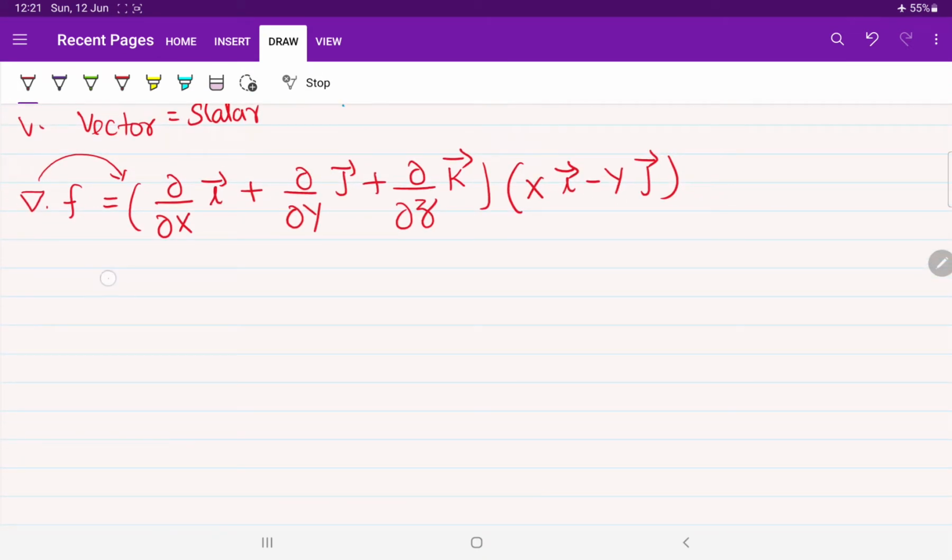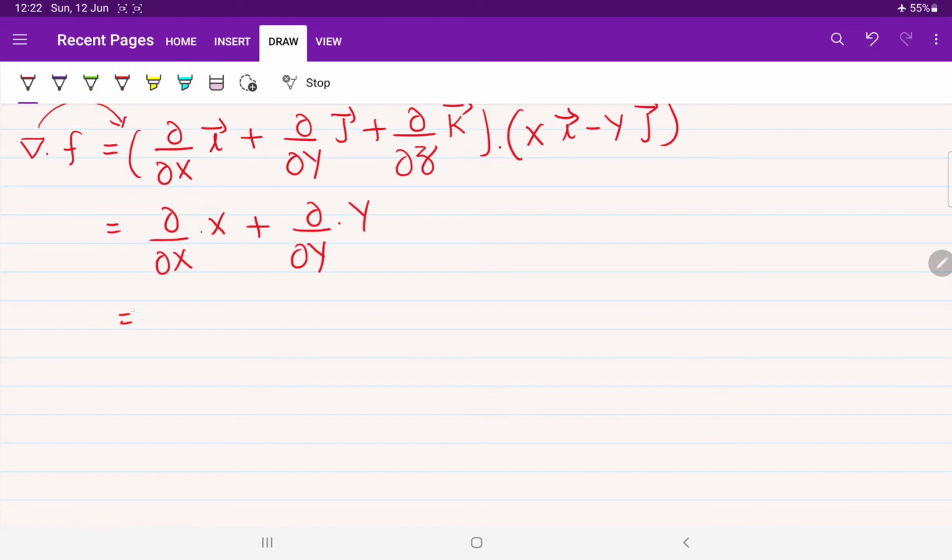Now tell me, what is the product of these two? We know that while multiplying two vector fields, that is the dot product, i dot i will become 1, but all other combinations will be 0. Similarly j dot j will become 1, all other combinations with j will be 0. Similarly k dot k will become 1, all other combinations with k will be 0. In that case, if you multiply this one with this one, what will happen? Dou by dou x of x plus dou by dou y of y, and the rest are all going to be 0. Now from here we know, if we differentiate x with respect to x, it will become 1.